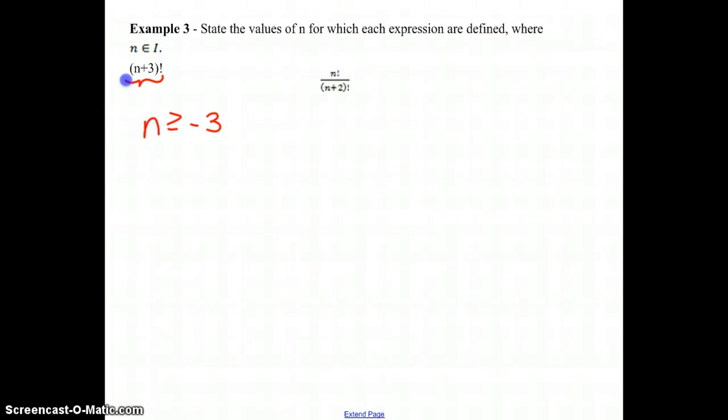How about here? What would our top have to be in order for this to be defined? n is greater than or equal to negative 2 on the bottom, I heard. Good. How about on the top? 0. Good. So remember that this is just what you'd plug into the brackets to make these not negative. So if we plug anything less than negative 2 in here, we're going to get a negative factorial, which we can't have because it's not a natural number.